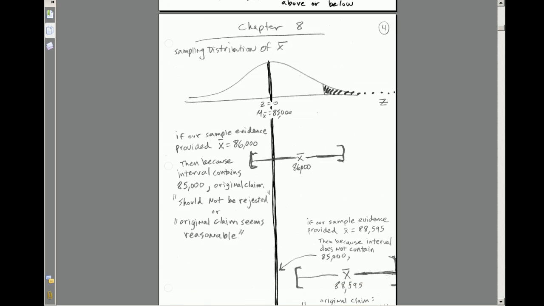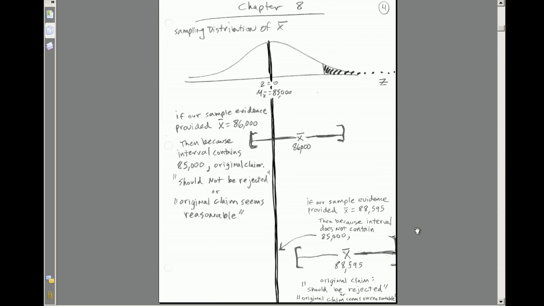Last chapter, Chapter 8, we did confidence intervals. And remember, we ran a risk. Sometimes if we built our interval, it would contain the population parameter. Sometimes it would not. If we built a 95% confidence interval, we ran the risk that 5% of our intervals would not contain the population parameter.